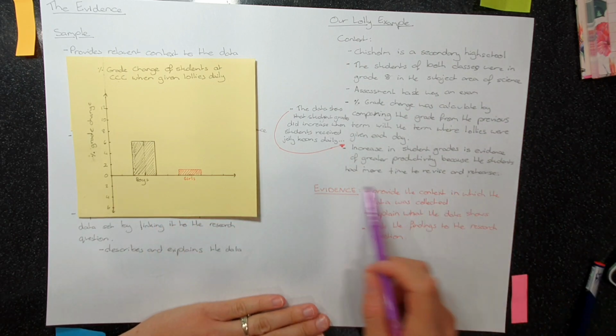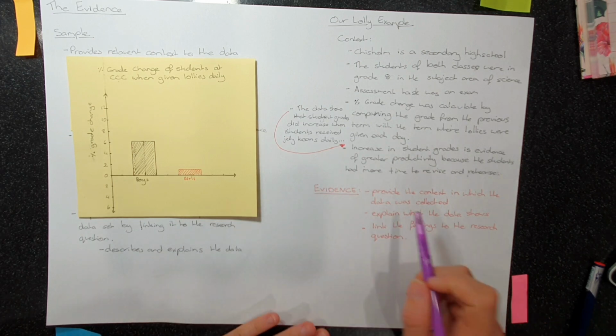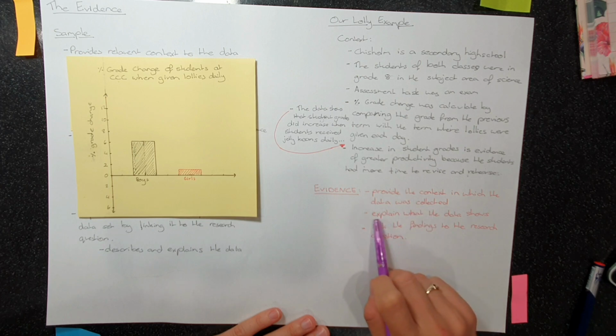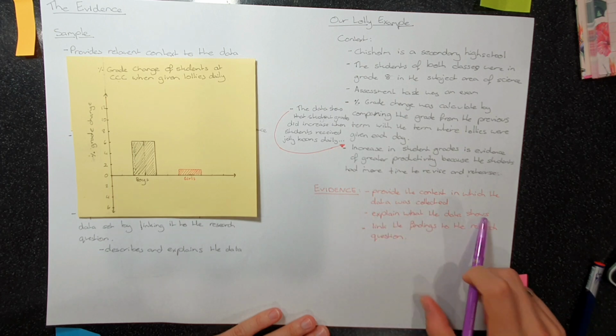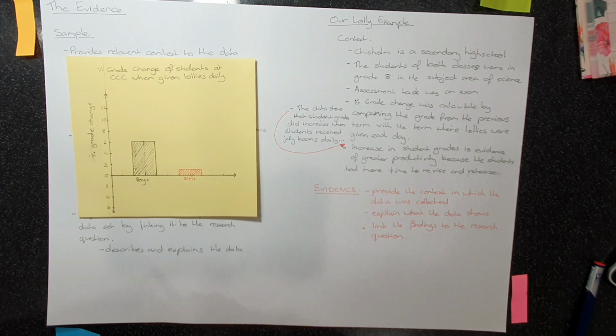So our little bit of red writing here summarizes what your evidence needs to include. You need to provide context in which the data was collected. You need to explain what the data shows, and then you need to link the findings to the research question.